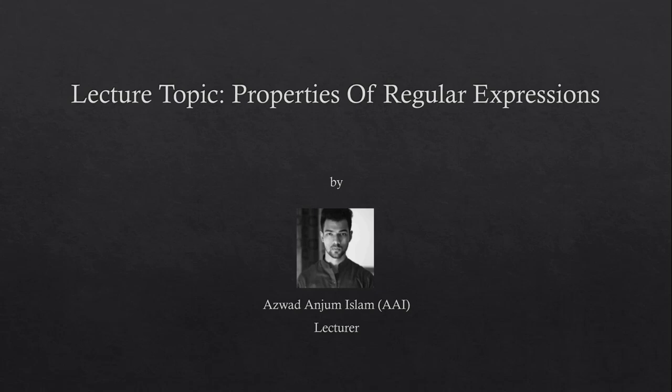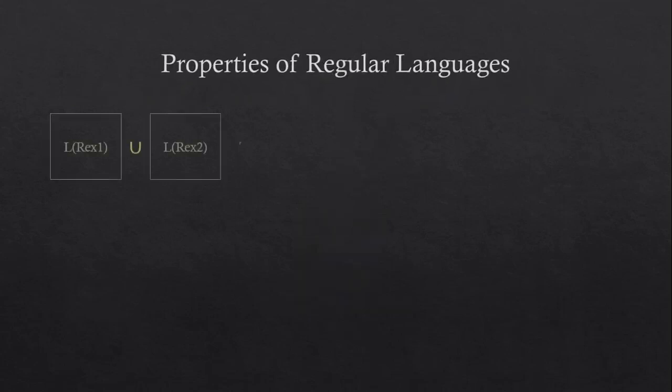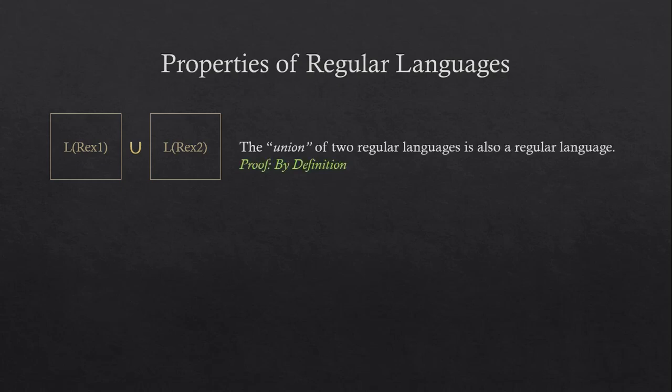Anyway, before talking about the properties of regular expressions, I want to talk about a couple of properties of regular language itself. Now, the first property. If there are two regular languages, the union of those two languages is also going to be a regular language. Now we already knew that because the proof of this comes directly from the definition of regular expression itself. In fact, we saw this in our last video, which is basically the first part of this very lecture.